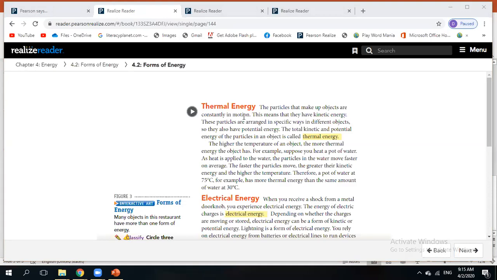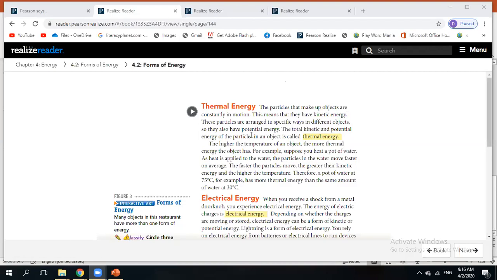Also, due to the arrangement of the particles inside these objects, they also have potential energy. So the total kinetic energy and potential energy of the particles in an object, this is called what? This is called thermal energy. So what's the meaning of thermal energy? Thermal energy is the total kinetic energy and potential energy of particles in an object. Take care, I'm talking about particles.